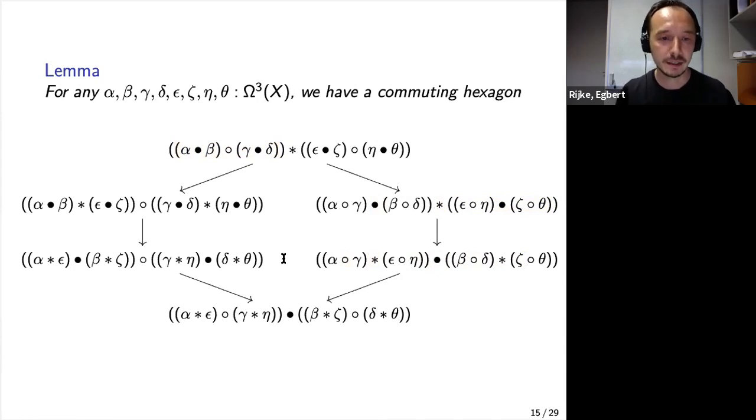Then you get a hexagon, and that hexagon commutes. And the reason it commutes is because there's a more general way to state this like hexagon, but it's not going to be a hexagon. It's going to be way more complicated because you have to deal with the fact that things don't type check if you generalize it.